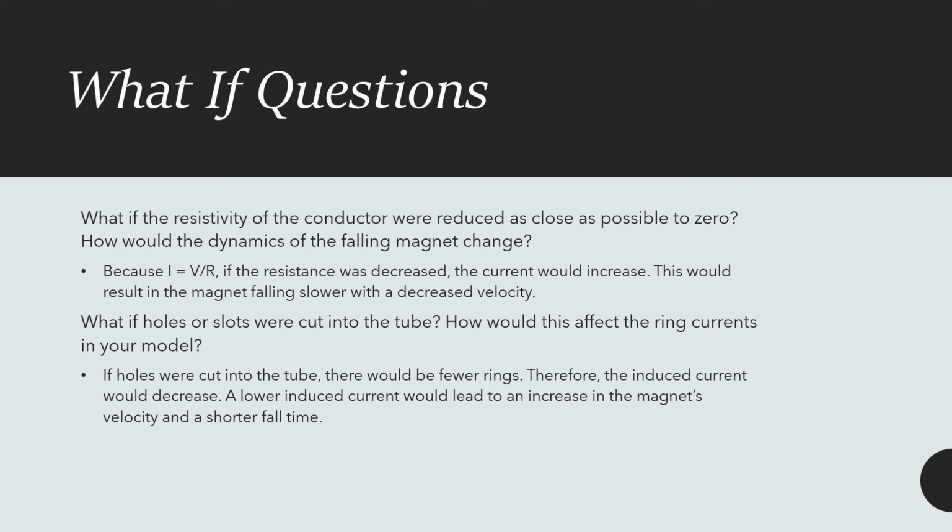The second question: if holes were cut into the tube, there would be fewer rings and the induced current would decrease. A lower induced current would lead to an increase in the magnet's velocity and a shorter fall time.